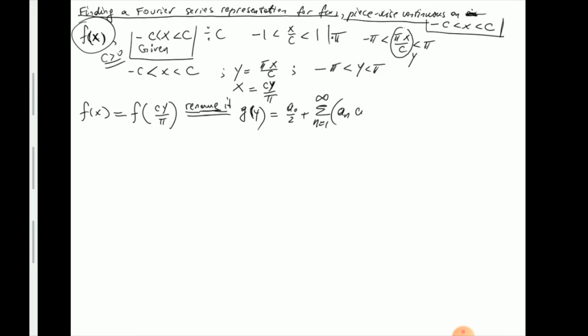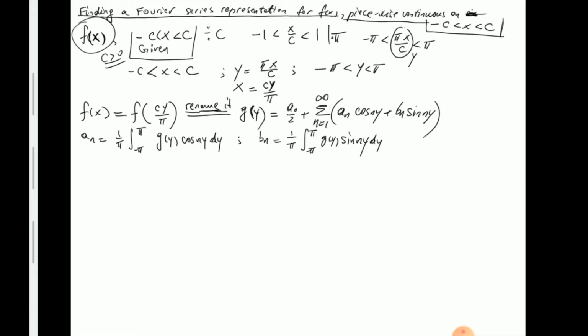An cosine of ny plus bn sine of ny, where the coefficients an are given by 1 over pi, the integral from minus pi to pi, g of y cosine of ny dy, and bn is 1 over pi, the integral from minus pi to pi, g of y sine of ny.